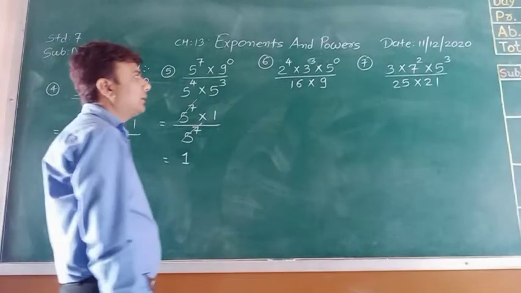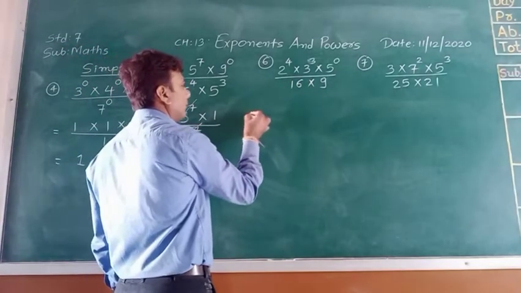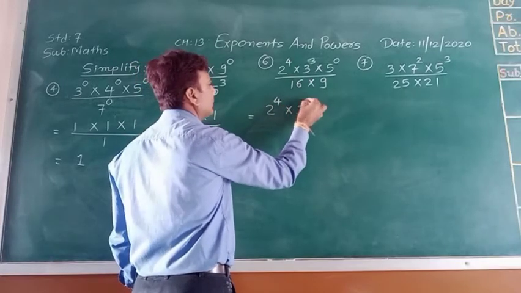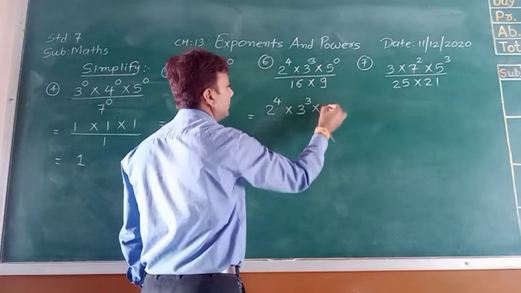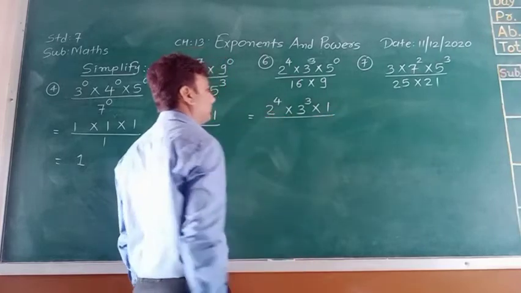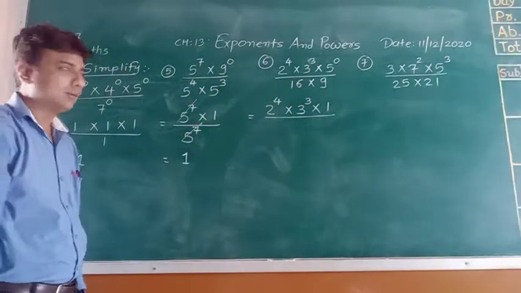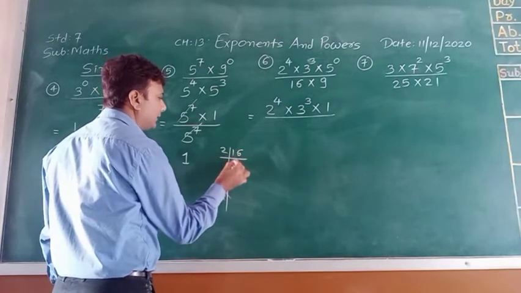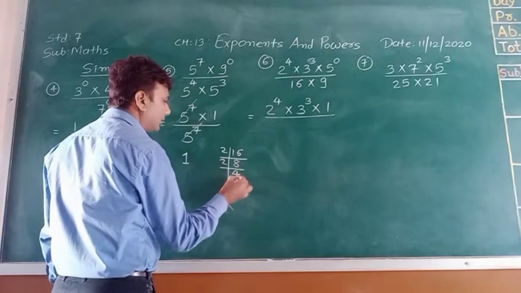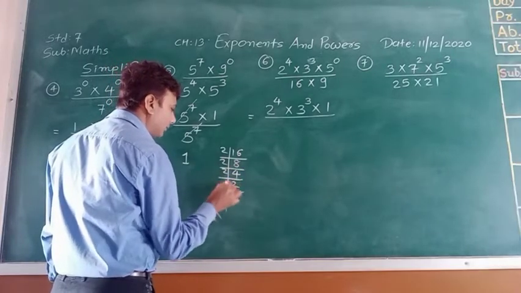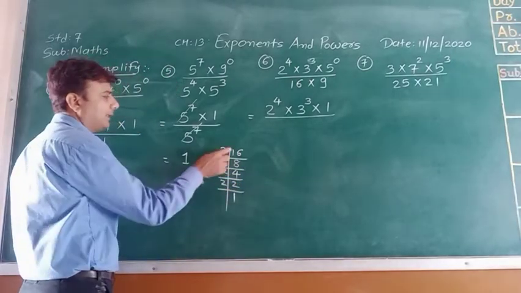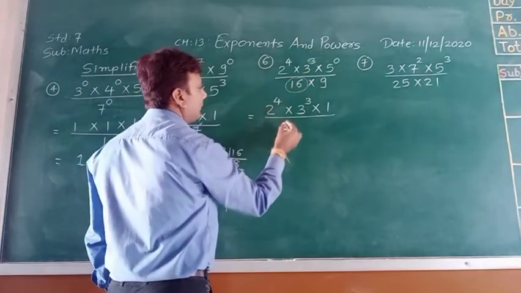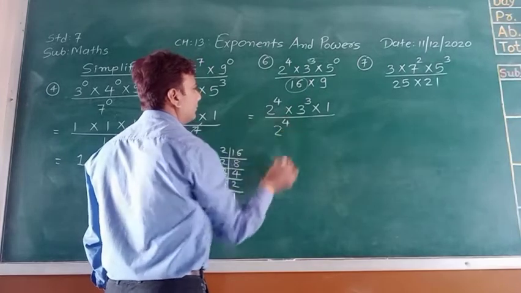Now in 6th number, sir, see, this 2 raised to 4 multiply 3, this power 0, so we can write 1. 16, so first we have to make it factor. 2 8s are 16, 2 4s are 8, 2 2s are 4. How many times 2 is given? 1, 2, 3, 4 times. So in place of 16, we can write 2 raised to 4.